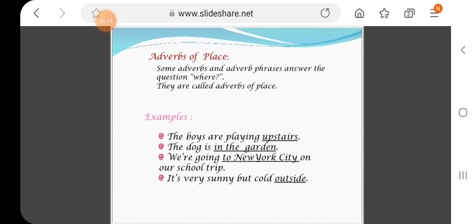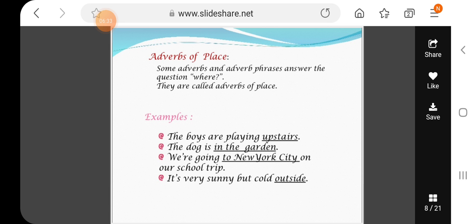So adverbs of place, as I have discussed, give you the answer of where. When we say the boys are playing upstairs, upstairs means the place. So that tells you where they are playing. The dog is in the garden. In the garden is an adverb which tells you about the location of the dog. Okay.